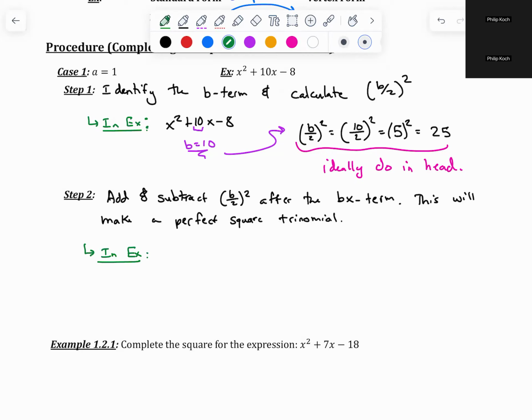So we've got our original thing. It's x squared. Are people still writing? Yeah, I'll wait. We have x squared plus 10x minus 8. So after the bx term, the middle term, the 10x, I'm going to add and subtract b over 2 squared, which in this case was 25. So I'm going to do this. X squared plus 10x plus 25 minus 25 minus 8.